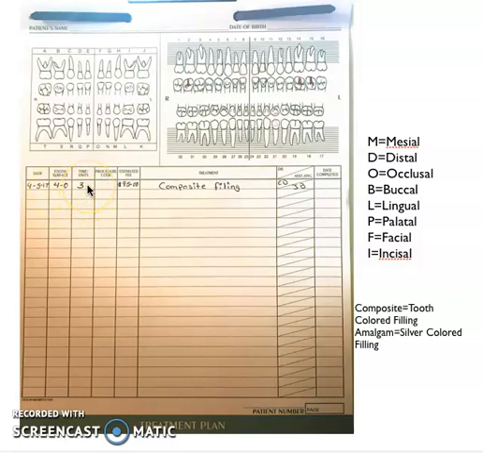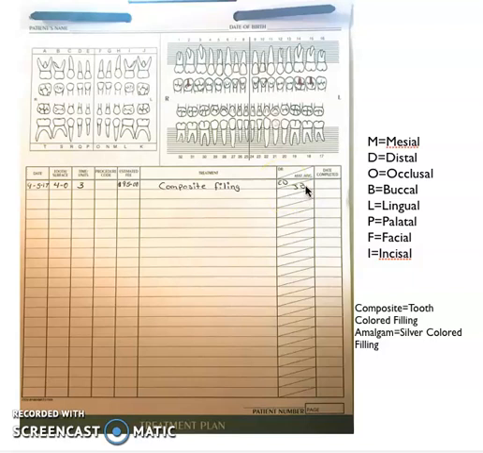So that means the doctor needs 3 units. That means they would need 30 minutes scheduled. And then here we have the estimated fee. What procedure does the dentist anticipate doing? The composite filling. Over here we also have the dentist initials and we have the assistant's initials.